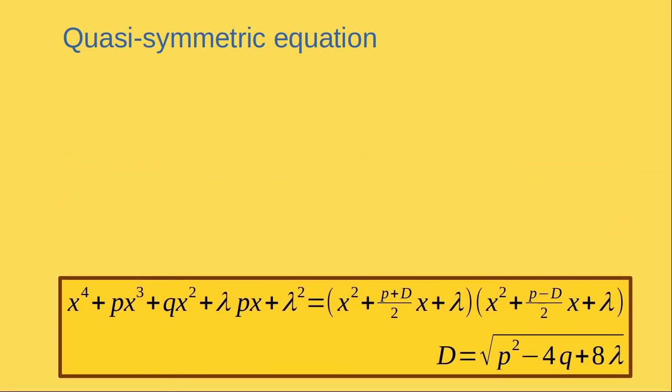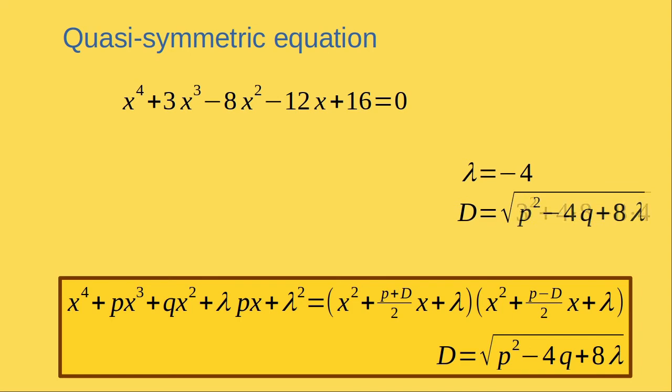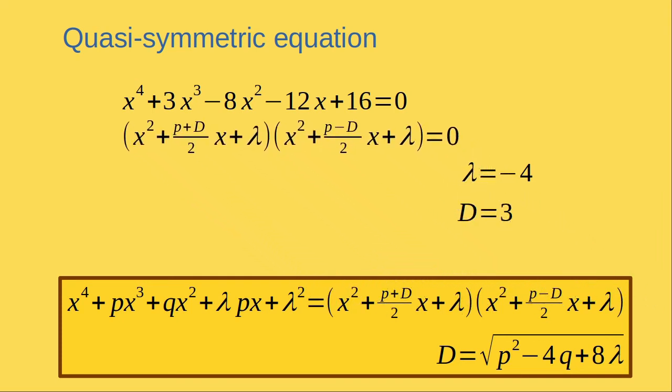Now let's use our new formula to solve the previous example. As the equation is quasi-symmetric, by definition we get lambda as the quotient of the linear and the cubic coefficient. So lambda is minus 12 over 3, better known as minus 4. Then, the values for lambda, p and q yield the value of d, which ends up to be 3.